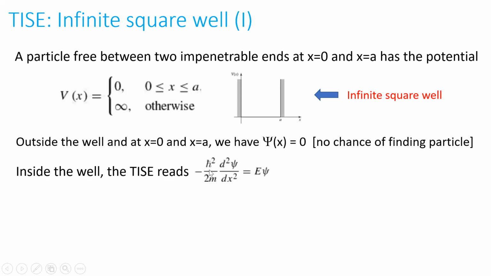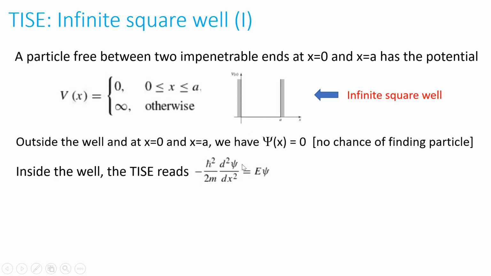Okay, inside the well the TISE reads as minus h bar squared over 2m times the second derivative of little psi is equal to E psi. So you'll notice that we're missing the plus V psi here from before. And that's because inside V equals 0, so that term drops out. Okay. So this is pure kinetic energy inside.